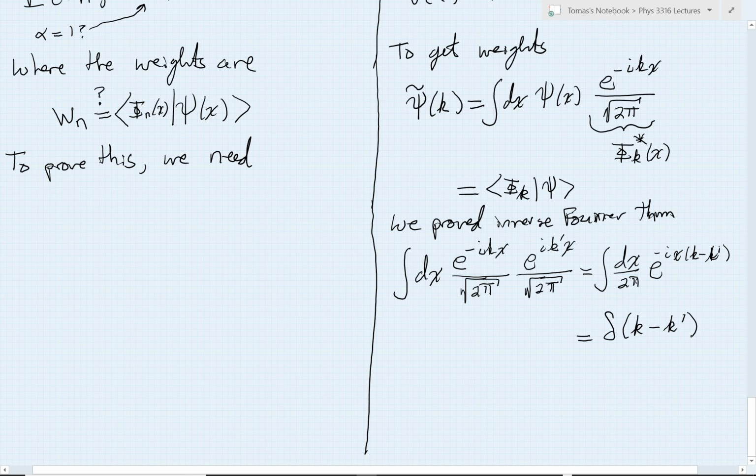I want to get us more and more used to the bra-ket notation, and notice that this also has a very nice interpretation that way, because once again, this is phi k star, and this term then is just phi k prime. So what we used for our proof was that the inner product of any two different pure states of momentum gave me the Dirac delta function.